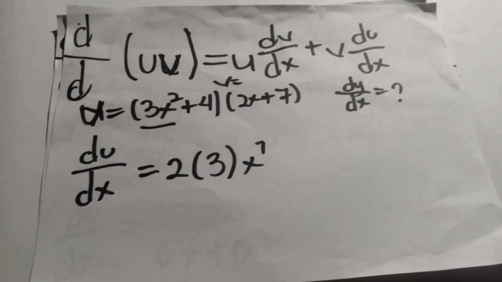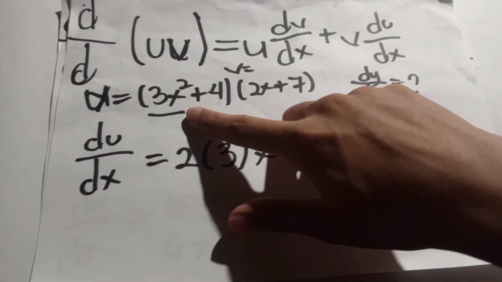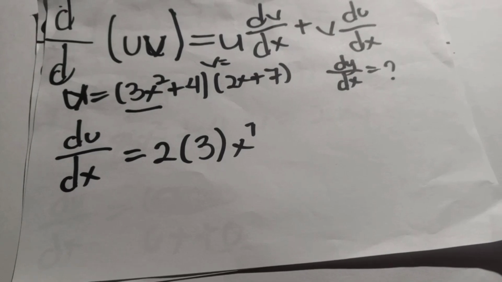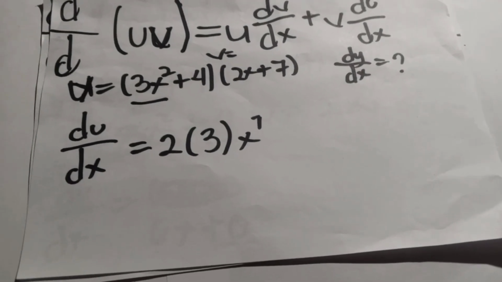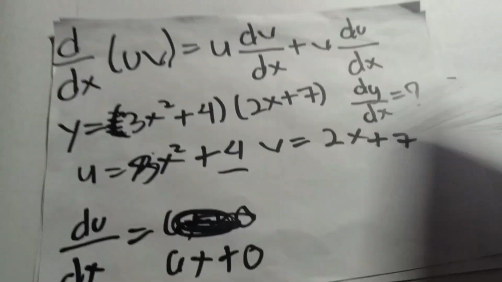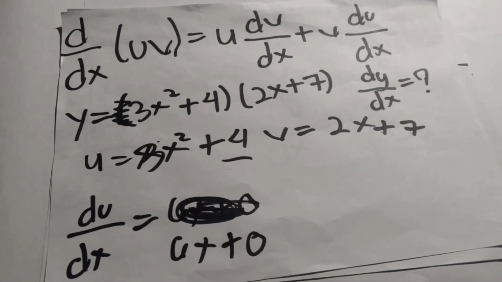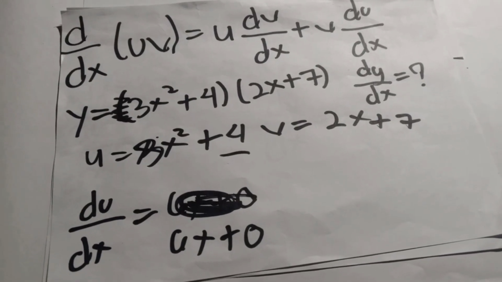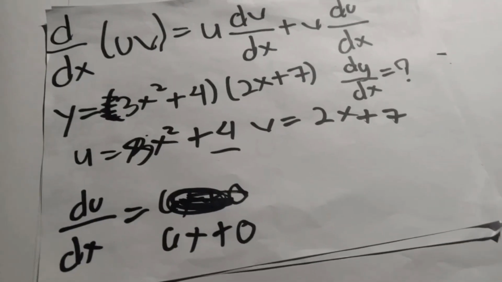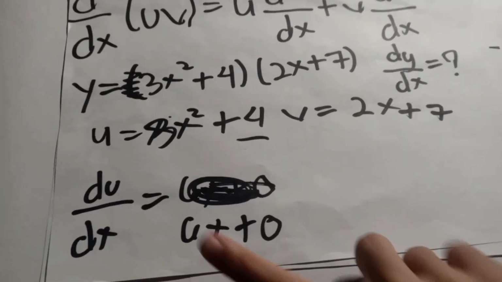Differentiate 3x squared. We get 2 times 3x to the power of 1, which is 6x. Differentiate 4, which is a constant, we just get 0. So the derivative of u is 6x.